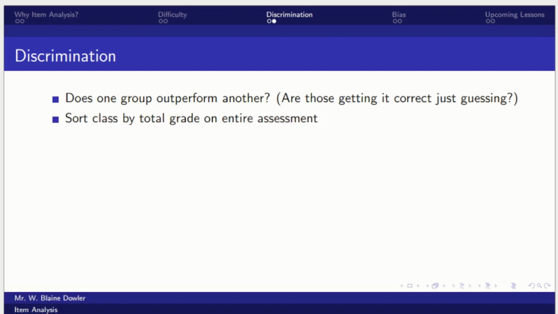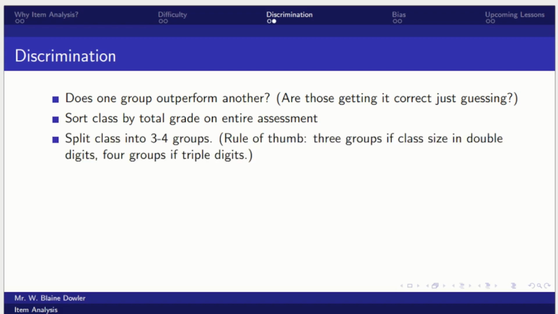So to calculate the discrimination, you start by sorting the entire class by their grade on the assessment as a whole. So not just this one item you're interested in, but across the entire assessment. You then split the class into 3 or 4 groups. Most teachers would find that 3 groups is going to work best statistically. If you are a college or university prof where you've got class sizes in the triple digits, then you might break it into 4. But 3 is the most common.